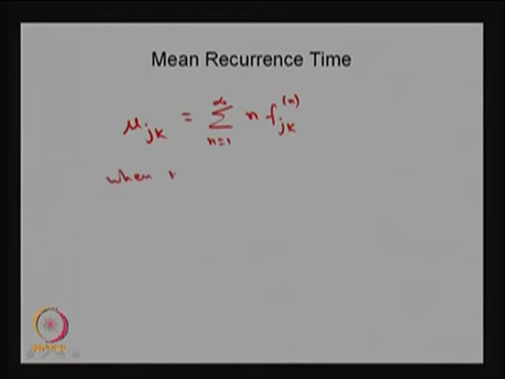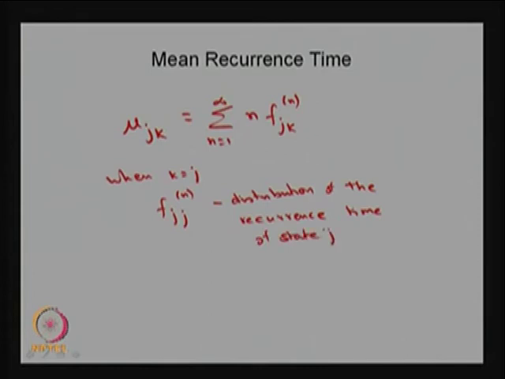Our interest will be when k equal to j, return to the same state. So, f j j of n will give the distribution of the recurrence time of the state j, and if f j j equal to 1, this corresponding f suffix j j n is going to be the distribution. So, f j j is 1. This implies the return to the state j whenever the system starts from the state j is certain, because that probability is 1.